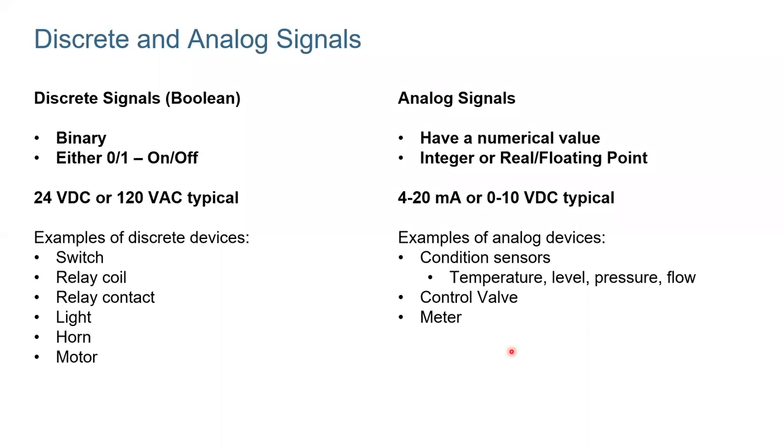So examples of analog devices, of course, are the condition sensors we just talked about: temperature, level, pressure, flow. Control valves would be an example of an analog output, and a digital panel meter could be an example of an analog output. So we can send the 4 to 20 milliamp signal out of the PLC as an analog output, in addition to receiving a 4 to 20 milliamp signal as an input.